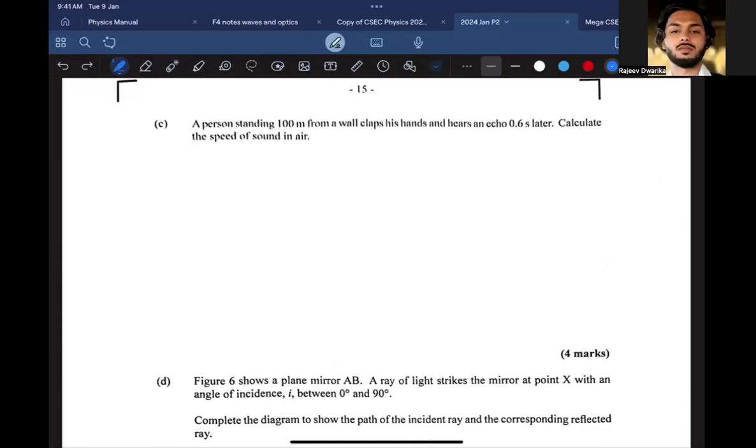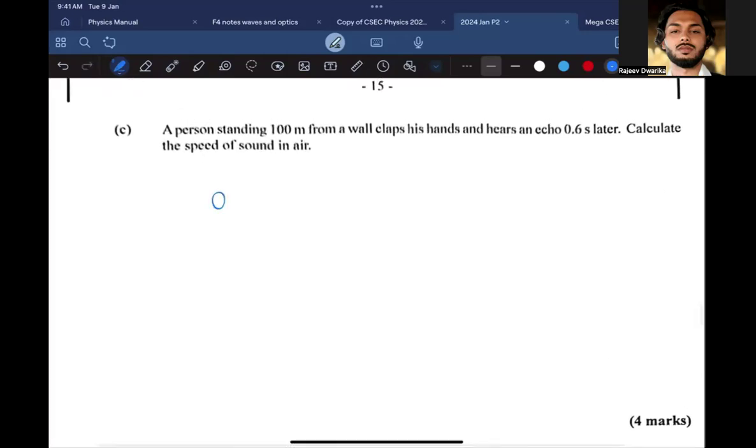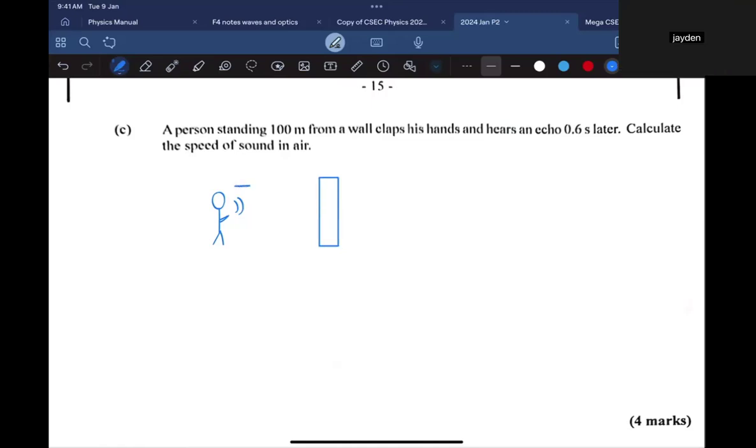If you do understand why he's saying he's going to multiply the distance by 2, I'm going to draw a diagram. You have a person here. Imagine they clap their hands, it would generate a sound wave, and the sound wave would hit the wall, and then bounce back like a ball, and come back to the person. How much distance does the sound wave have to travel? It had to travel back the same 100 meters.